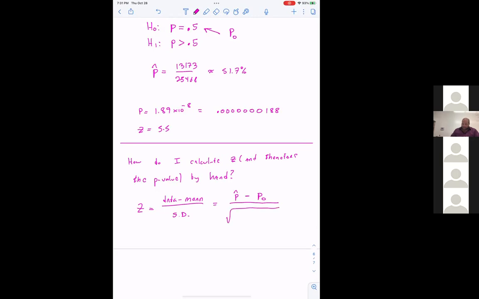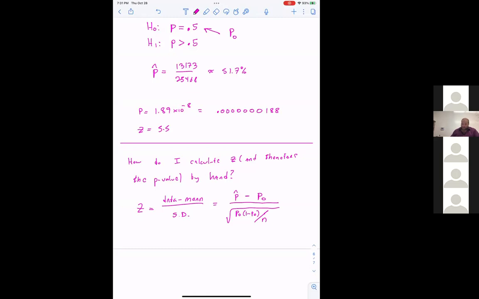And then we divide by the standard deviation, which I don't think we've seen, and we're certainly not going to derive, but it's the square root of P0 times (1 minus P0) over N, the sample size. In our case, 0.5 times 0.5 divided by 25,468. We take the square root of that. Then we do 13173 divided by 25468 and subtract 0.5, and then we divide by that. When I do that, I get 5.5. So it does give me the correct value.